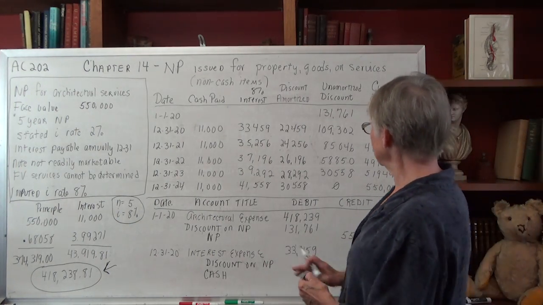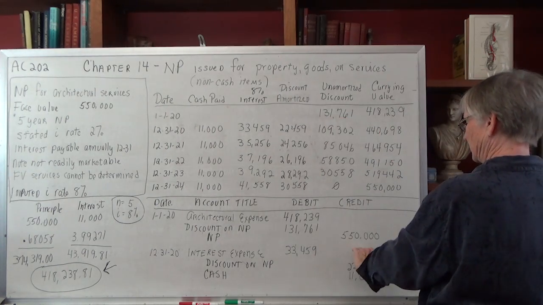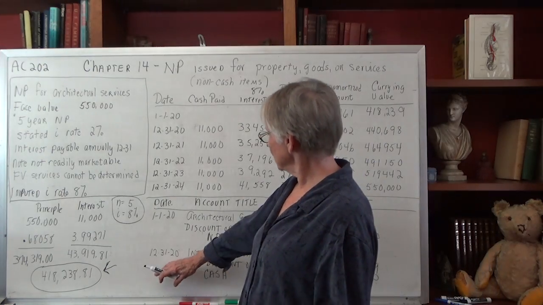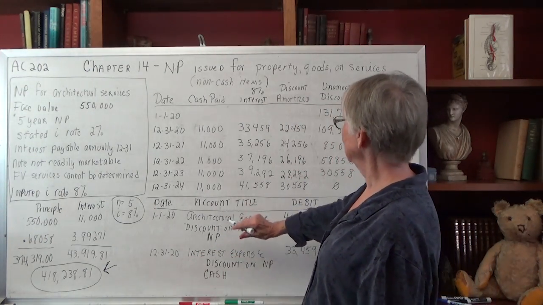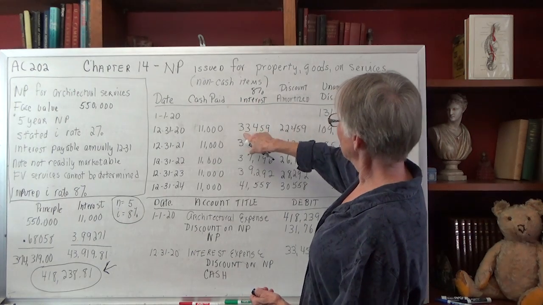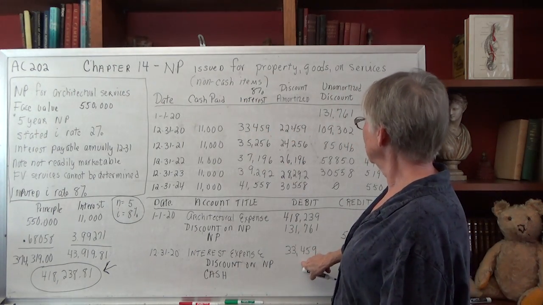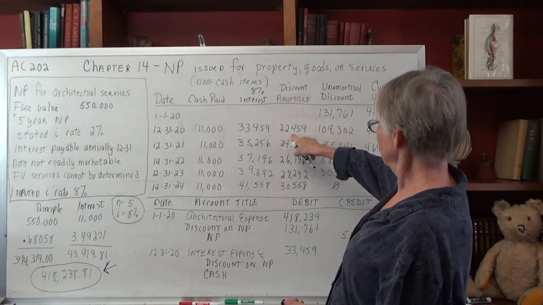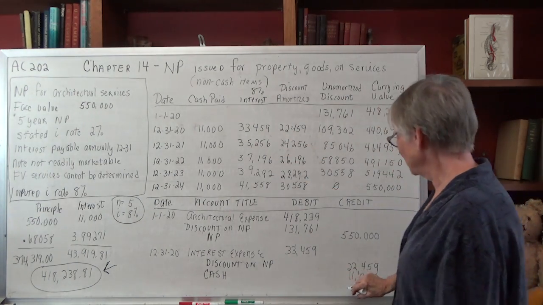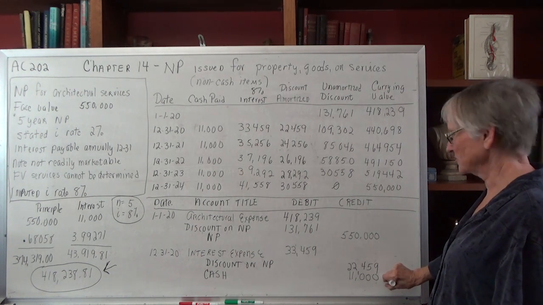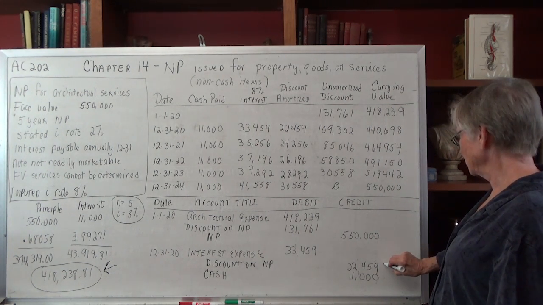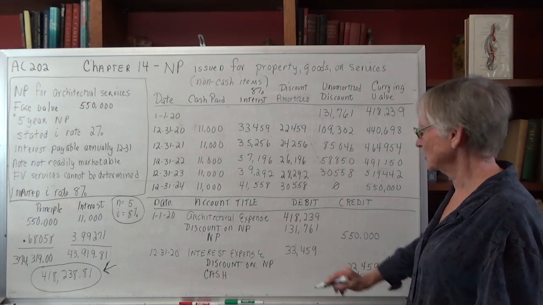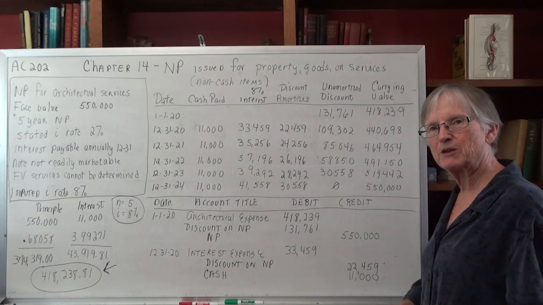So that's our first journal entry, and you notice we're starting with this and that, and the face value of the note. Okay, so now at the end of the first year, we got interest expense, and here's our interest expense right here, the 33,459. The discount on notes payable that we're amortizing is this amount here, right? And we're paying out the cash of 11,000. So we get 11,000 plus the discount that we're amortizing, and just basically adding on to the interest gives us our total interest expense related to that payment.